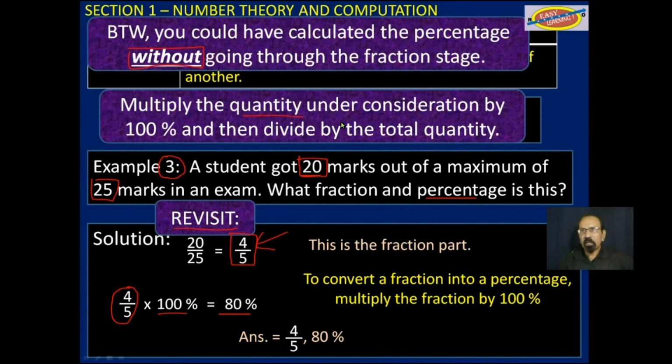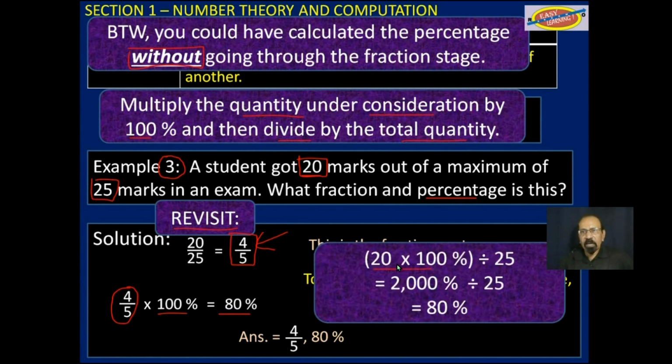Multiply the quantity under consideration by 100%, always, and then divide by the total quantity. So let's apply that in this case. So we multiply 20 by 100, this 100 doesn't change. And then you divide by the total amount, which is 25. And you get the same 80%. It's up to you if you would work through the fraction stage and then carry that to percentage, or if you would go directly to the percentage stage, bypassing the fraction stage.